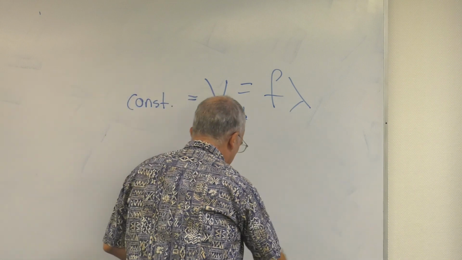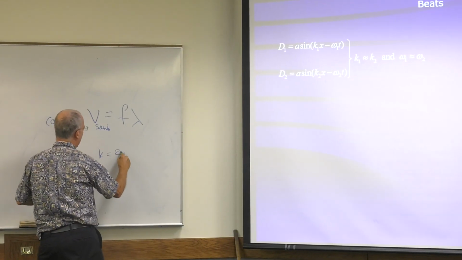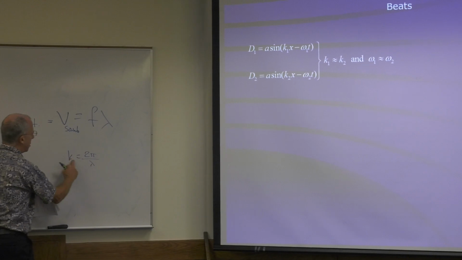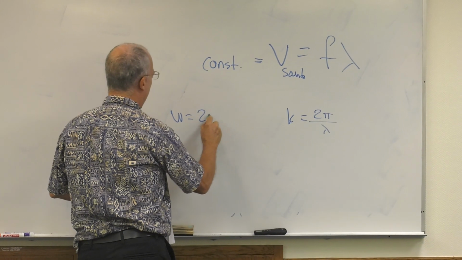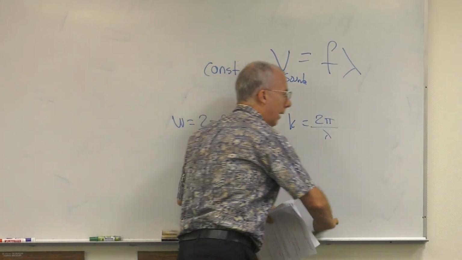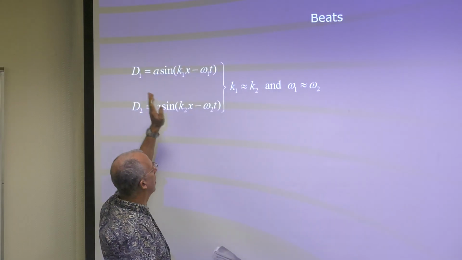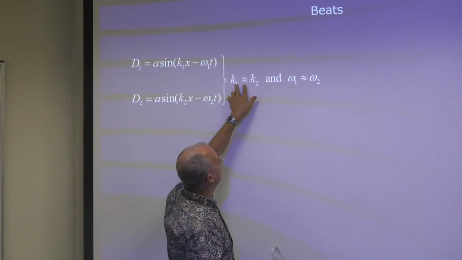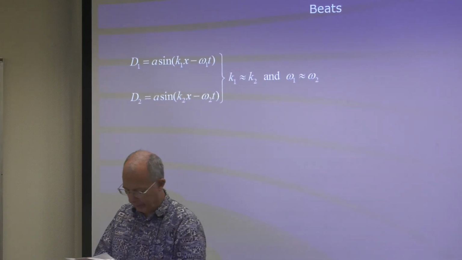So what that means is that, okay, the k, remember, k is 2 pi over lambda, so the k's have to be slightly different, and omega is 2 pi f, so the frequencies are slightly different, so the omegas are slightly different. So that's what we're saying here. You have two waves, same direction, same amplitude, but look, slightly different wavelengths, slightly different frequencies, right?